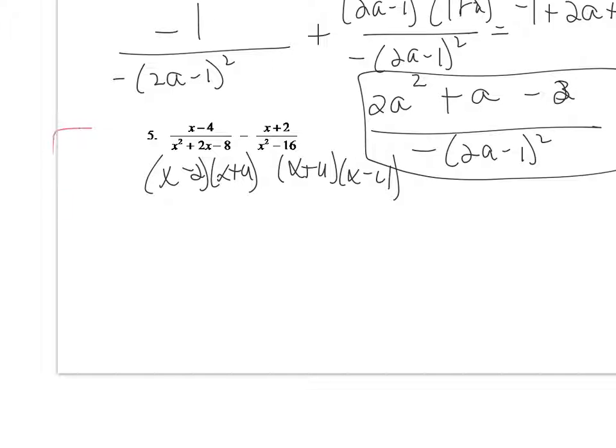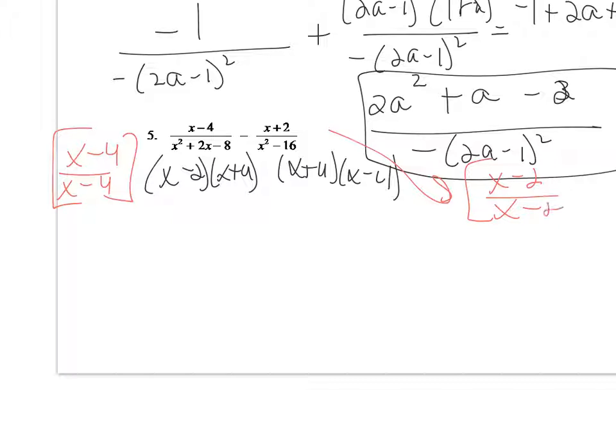So again, you want to multiply this side by what you're missing. So in this case, you're missing an x minus 4. And on the other side, you're missing an x minus 2. So FOIL that out and see what you get. I'm going to have you pause, and then unpause so that you can see the answer.